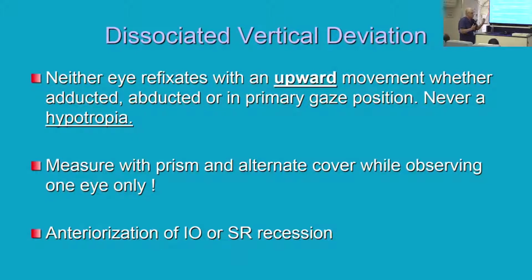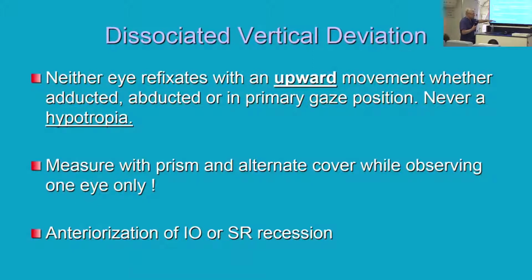And you can do the same for the opposite eye, because many times you'll have a vertical in that eye when you go back and forth. That's opposed to a true deviation, where you'll obviously see a hypo in the opposite eye. And usually we correct it by anteriorization of the inferior oblique or by superior rectus recession.